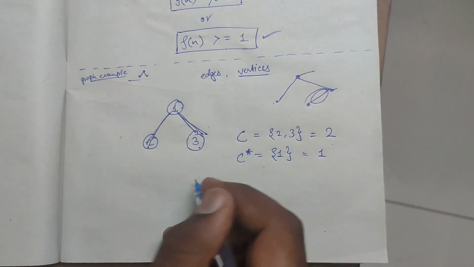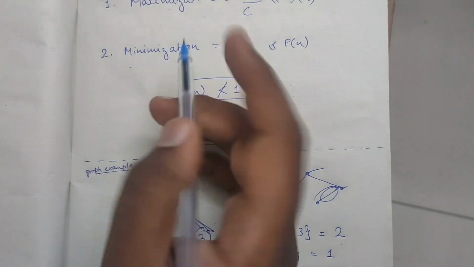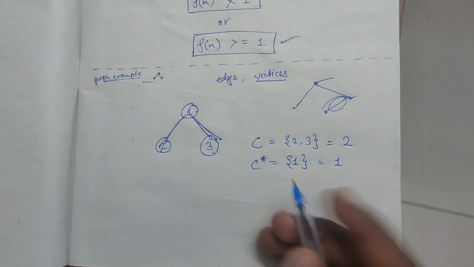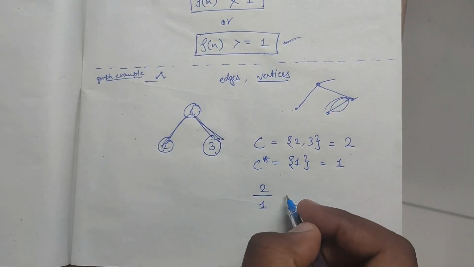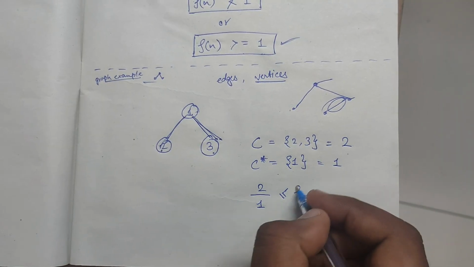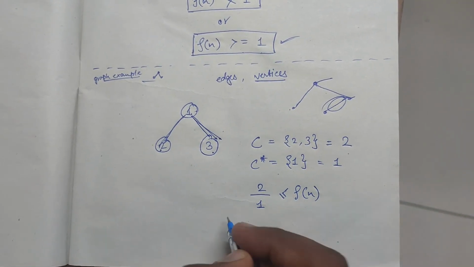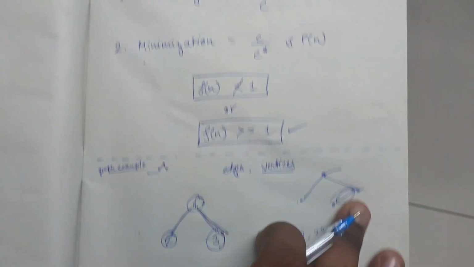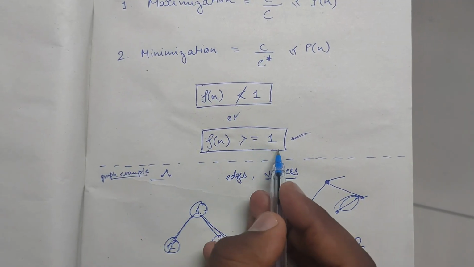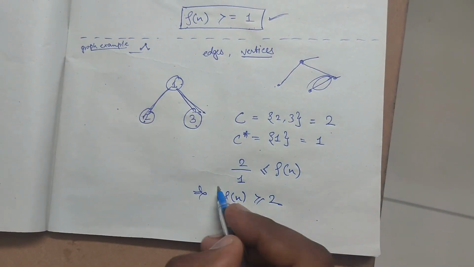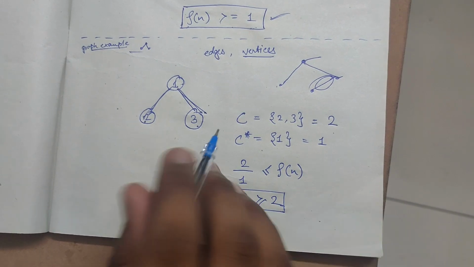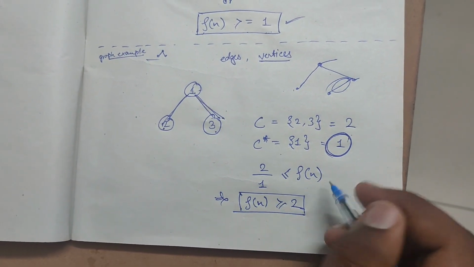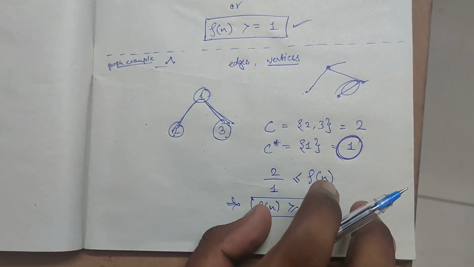So you have this condition for minimization: C by C star should be less than or equal to rho of n. So 2 by 1 should be less than or equal to rho of n, which means rho n is greater than or equal to 2, and you know the condition that rho n should be greater than or equal to 1. So this is satisfied. Therefore C star equal to 1 is the optimal solution which we found using the approximation algorithm.